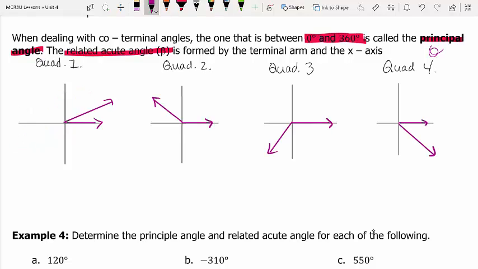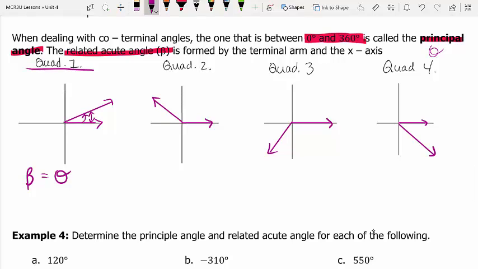Okay, so how to find the related acute angle for a given principal angle? It all depends on where the terminal arm ends up, so what quadrant the terminal arm is in. For example, if the terminal arm is in quadrant 1, like we have here, the related acute angle, denoted as beta, is the same as the principal angle. Here's the principal angle. That's also the acute angle between the terminal arm and the x-axis, so it's also the related acute angle.